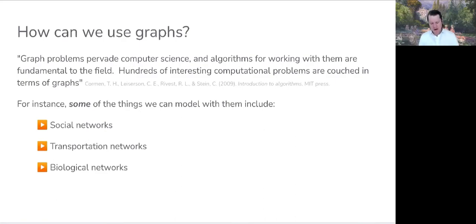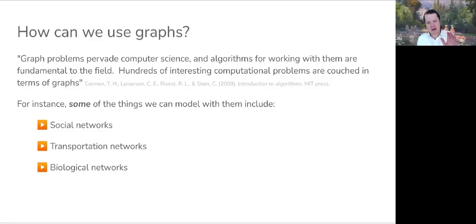To quote the CLRS Introduction to Algorithms textbook, graph problems pervade computer science, and algorithms for working with them are fundamental to the field. Hundreds of interesting computational problems are couched in terms of graphs. So there's widespread application of graphs across multiple and various computational problems.